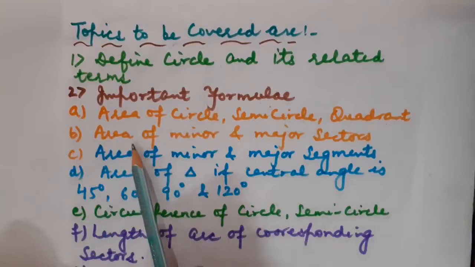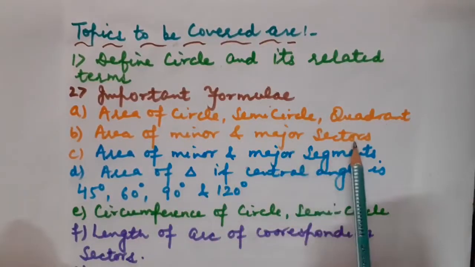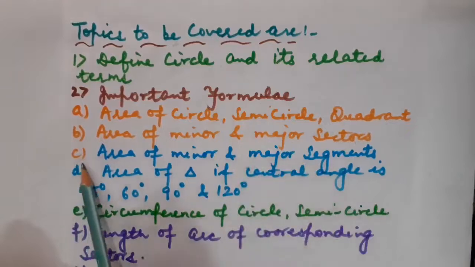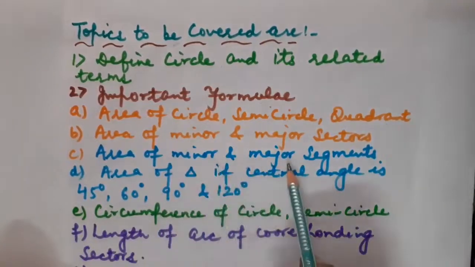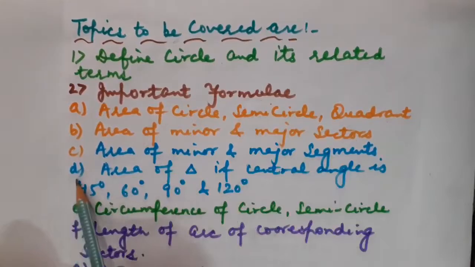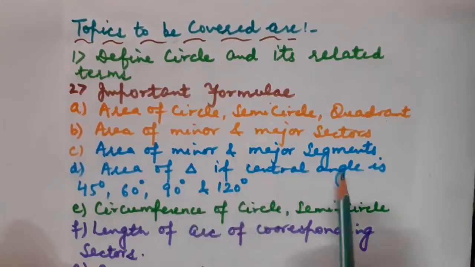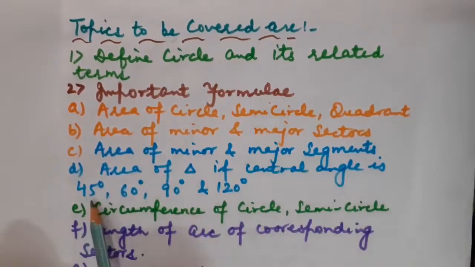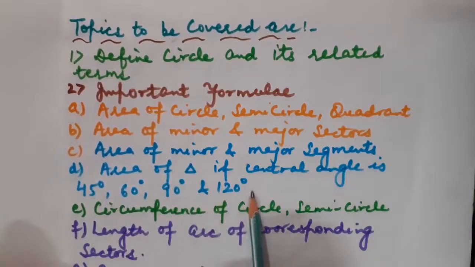Then secondly, I will make you understand how to calculate the area of minor and major sectors. Thirdly, I will make you recall how to calculate the area of minor and major segments. Fine. Then at number 4th, I will make you recall how to calculate the area of triangle if the central angle is either 45 degree, 60 degree, 90 degree or 120 degree.